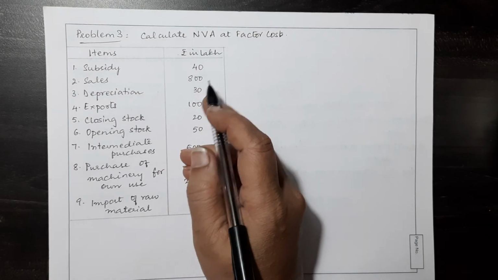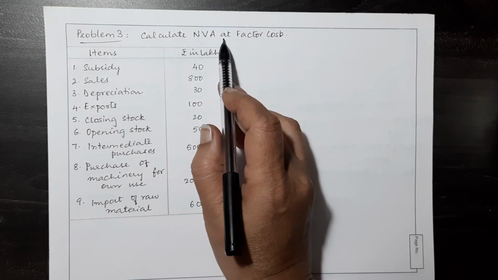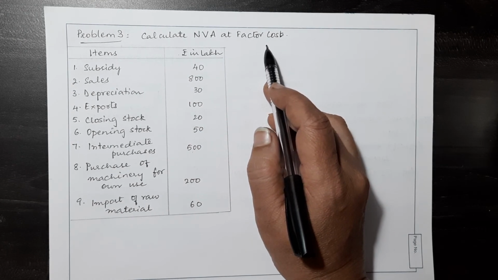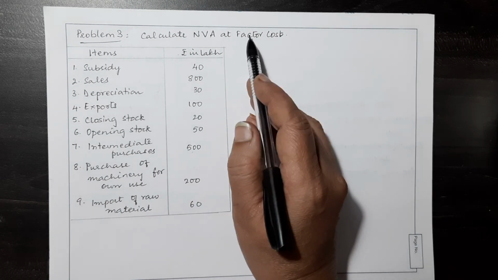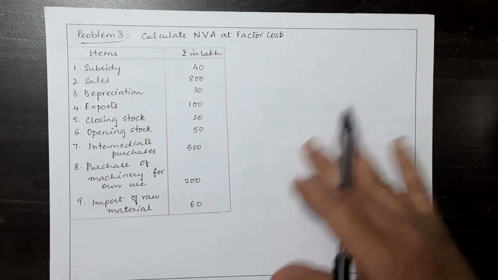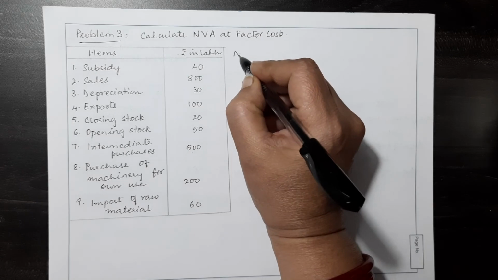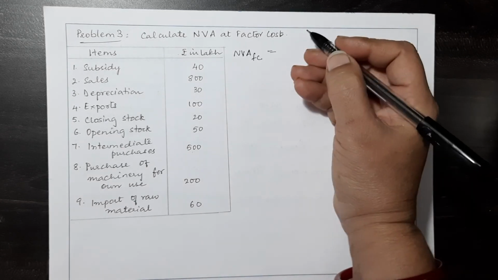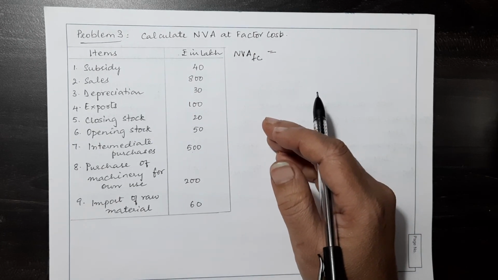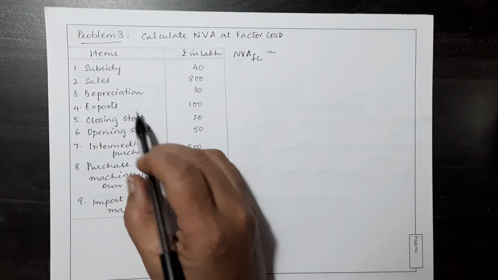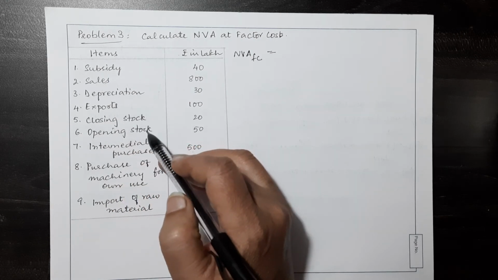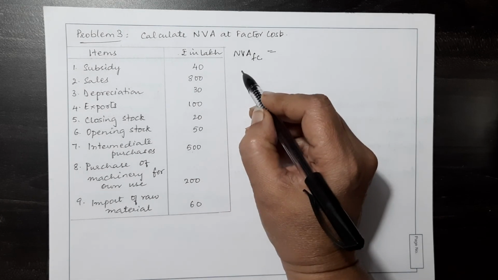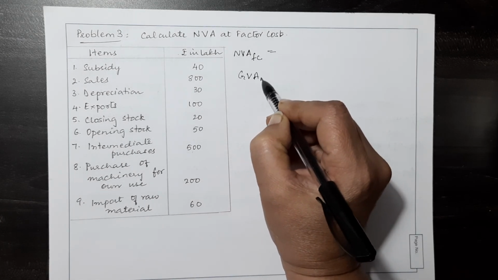Here we have problem number 3. We need to calculate NVA at FC, net value addition at factor cost. So, here we are given certain things. So, NVA FC means directly put the full formula and then solve it. So let's write NVAFC is equal to what? We have to calculate from gross value addition at market price, because all these sales, depreciation, closing stock, opening stock, intermediate purchases and all gives us the GVAMP.